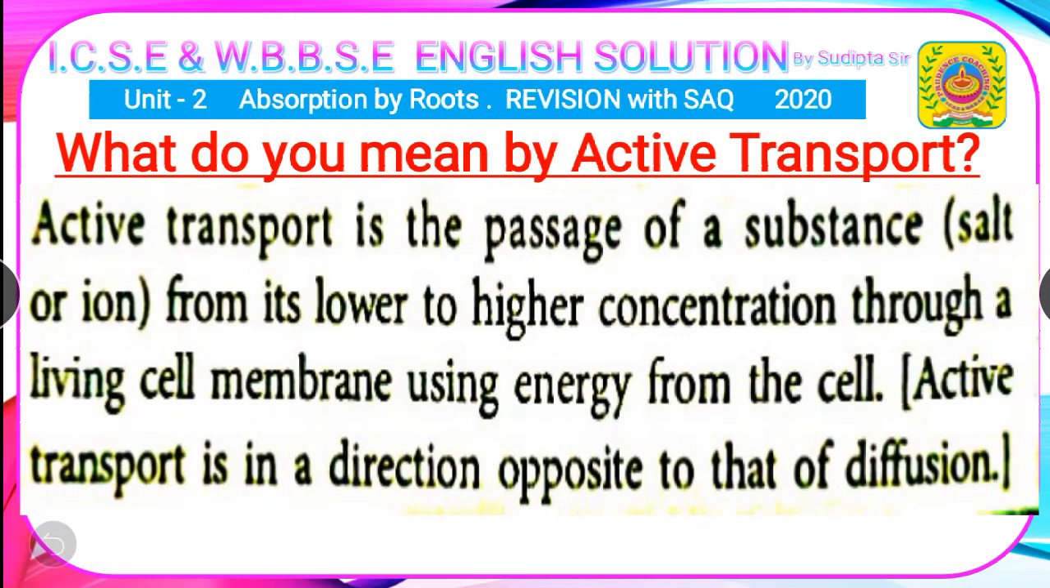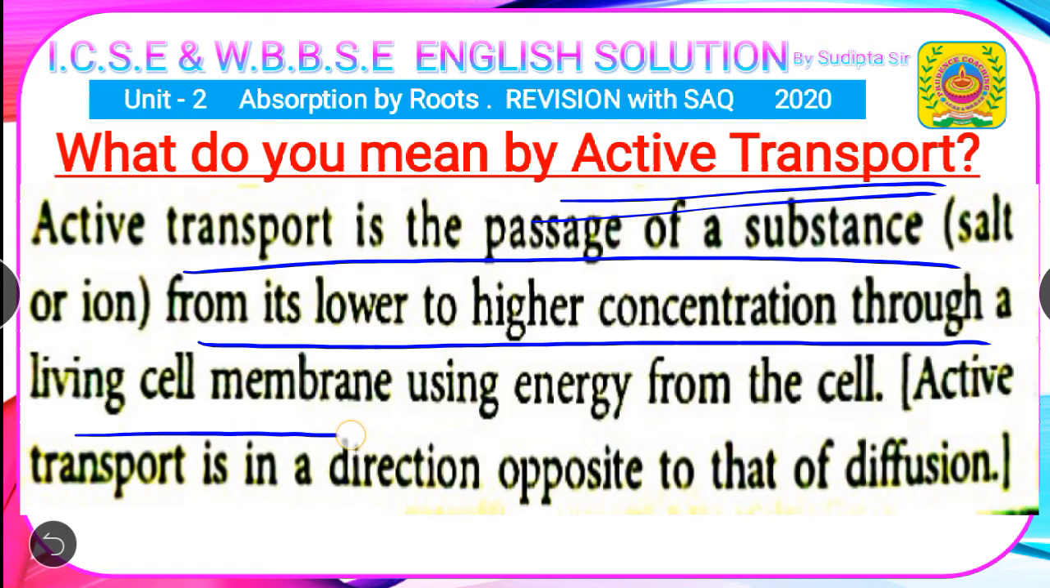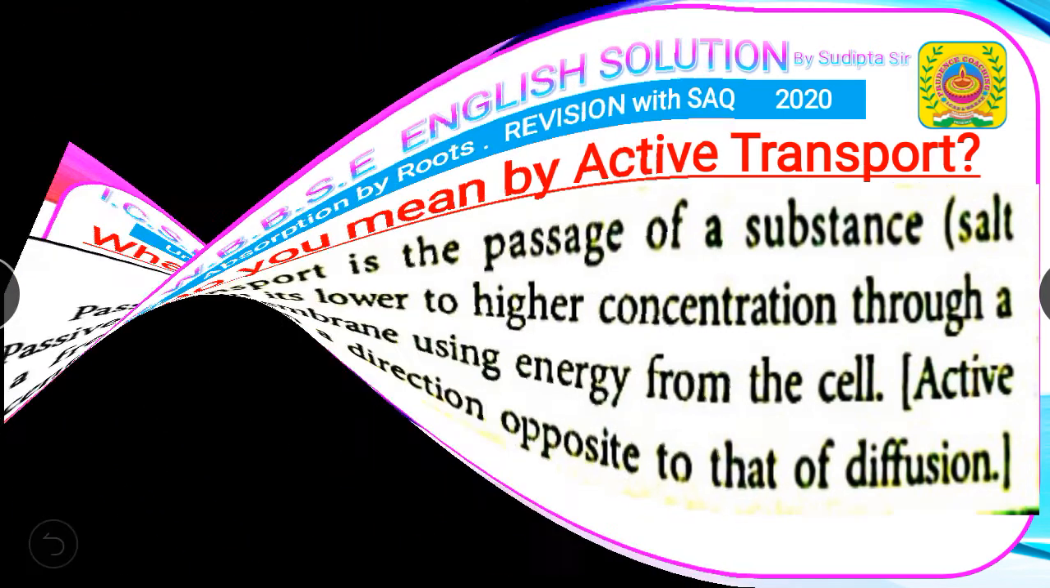Now you need to know about active transport. What is active transport? Active transport is the passage of a substance from its lower to higher concentration through a living cell membrane using energy from the cell. Actually, active transport is in a direction opposite to that of diffusion. What occurs in diffusion? In diffusion, the molecules move from the higher concentration to the lower concentration, and in active transport, the molecules move from the lower concentration to the higher concentration area or region.